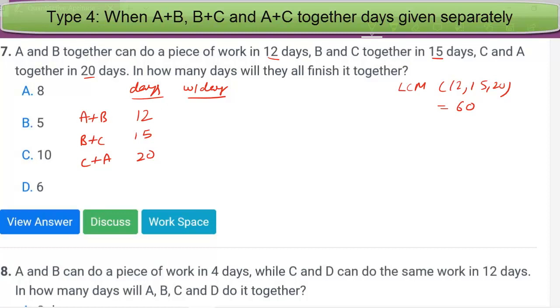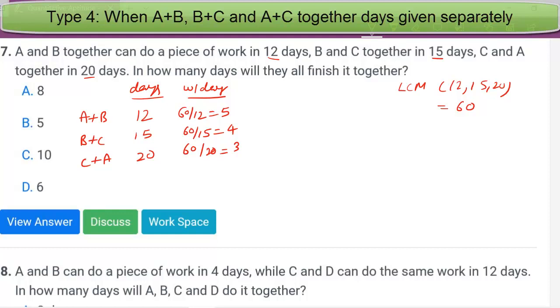So A plus B is doing 60 divided by 12. So I'm just writing 60 divided by 12. That means 5 units of work per day. And B plus C is 60 divided by 15, which is 4 units per day. And here this is 60 divided by 20, which is 3 units per day. So you have to find out in how many days they all finish it together. So that means A plus B plus C.